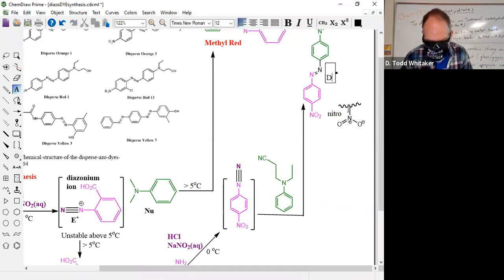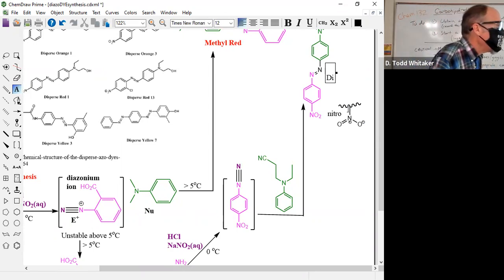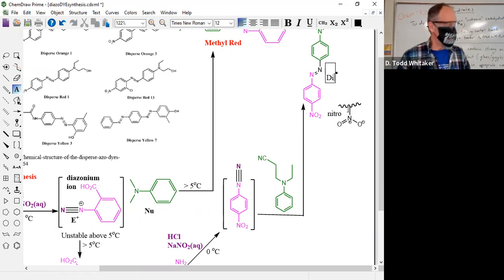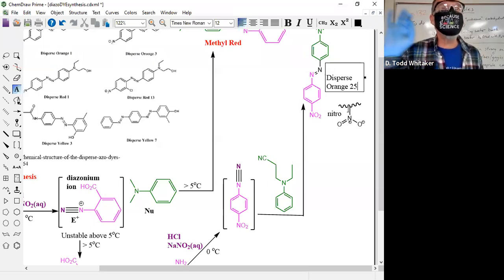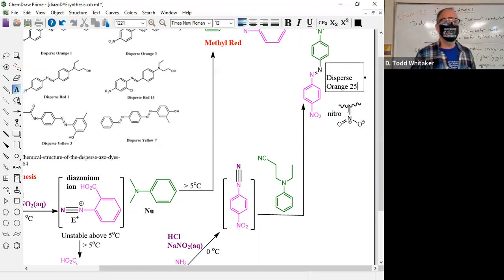So on the test, here's the wording. You ready? Show a synthesis of disperse orange 25. And that's all. It doesn't even have the picture. Now they're interested. I only have the words disperse orange 25. What's your first job? I would use the CRC or the Merck, one or the other, and find disperse orange 25.